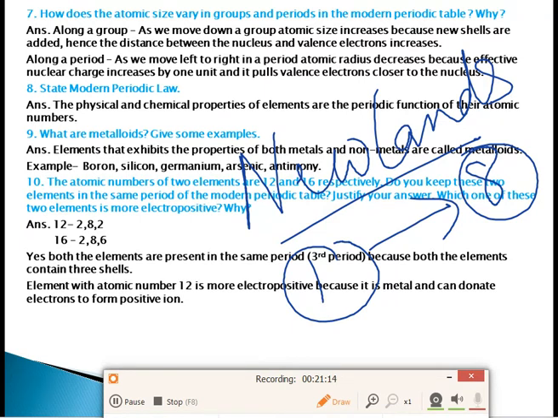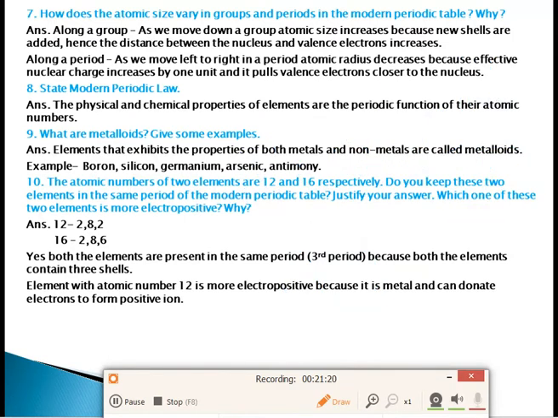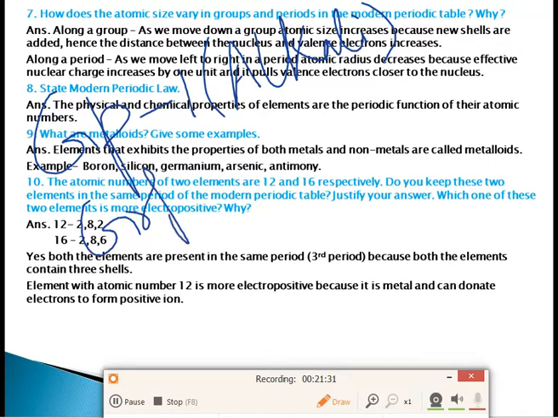And altogether we have 18 groups. Group number 1 are called alkali metals. Remember that group number 1 are called alkali metals, for example sodium, potassium. Group number 2 are called alkaline earth metals.